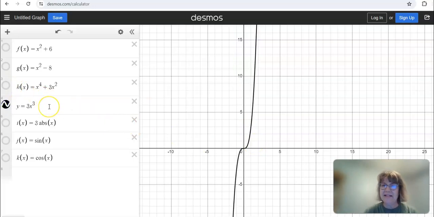This one kind of has that disco behavior, right? Like John Travolta. And notice if you rotate it around the origin, so that one's odd.